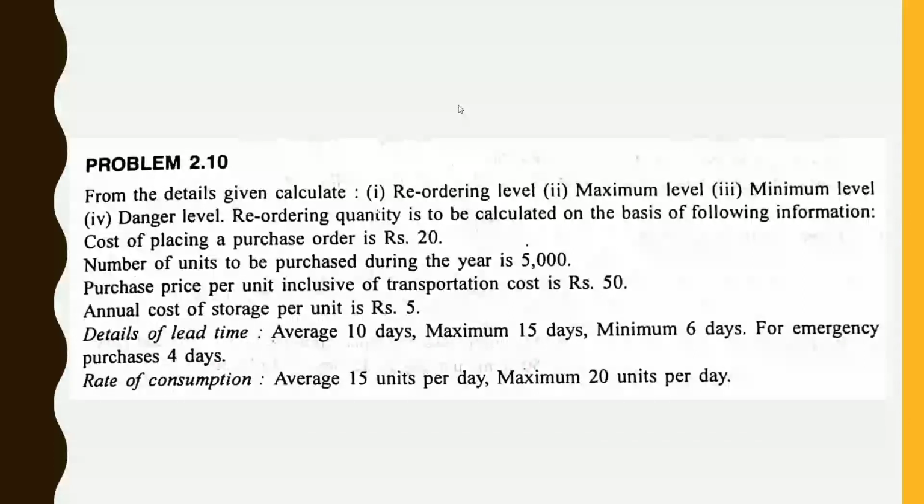So cost of placing order is how much? 20, that means ordering cost. Number of units to be purchased during the year, how much? 5,000. Purchase price per unit, inclusive of transportation, 50. And annual cost of storage is 5. So purchase price per unit, inclusive of transportation cost, is 50 rupees. But annual cost of storage per unit is 5 rupees.